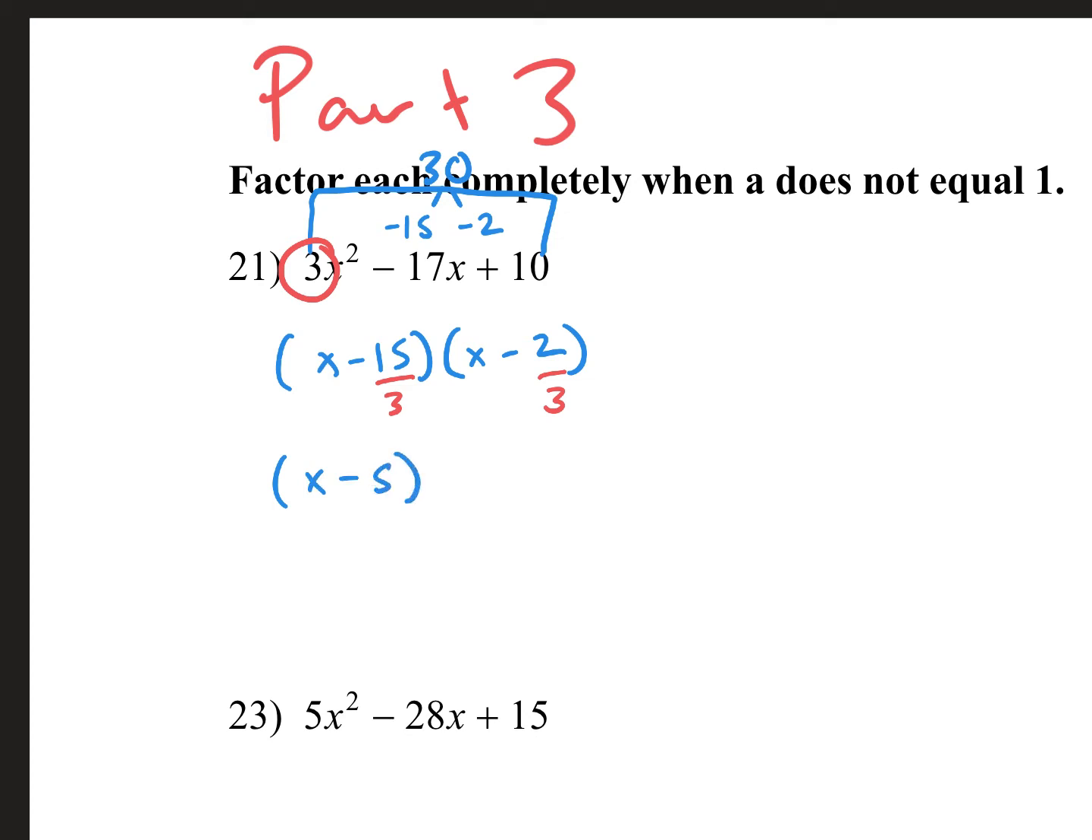Can I divide 2 by 3? Nope. So what do I do with the 3? Move it in front of the x. So then the second parentheses would be 3x minus 2. So then that's our answer.